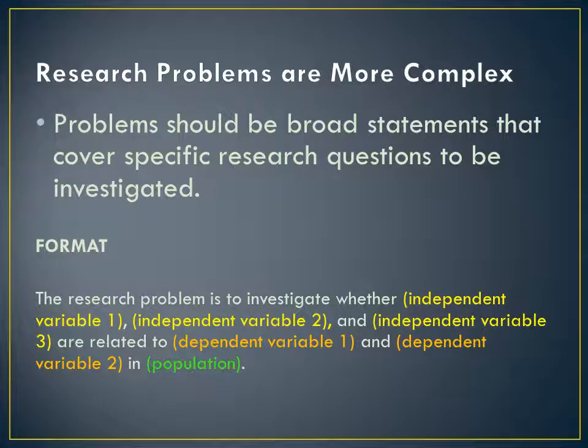The format is as follows. The research problem is to investigate whether, and then we see that in yellow we put in all of the independent variables. And we look at how they are related to, in orange, the dependent variables in the population.